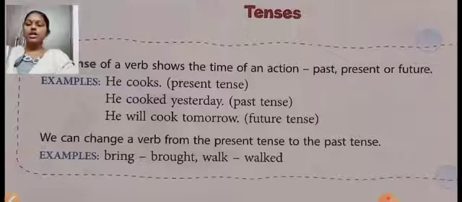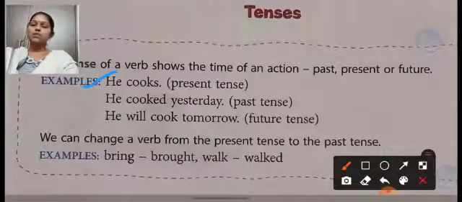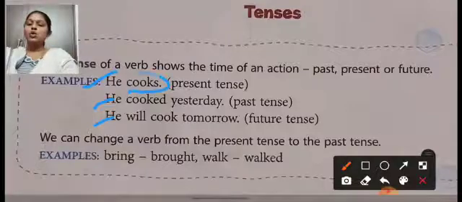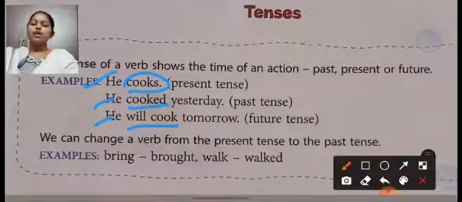Here you see a few examples are given. Let's go through this. He cooks. He cooked yesterday. He will cook tomorrow. Here you see the verb cook is used in three different forms. In the first sentence it is used as cooks, in the second one as cooked, and will cook in the third sentence.